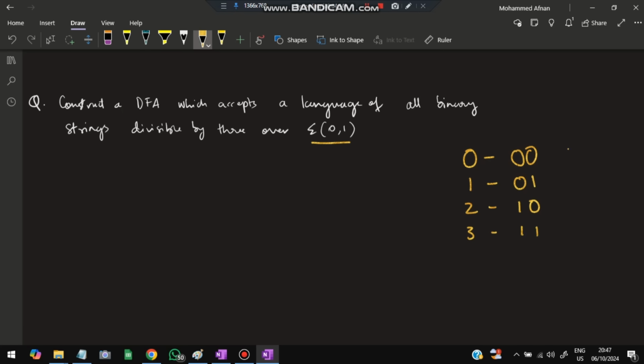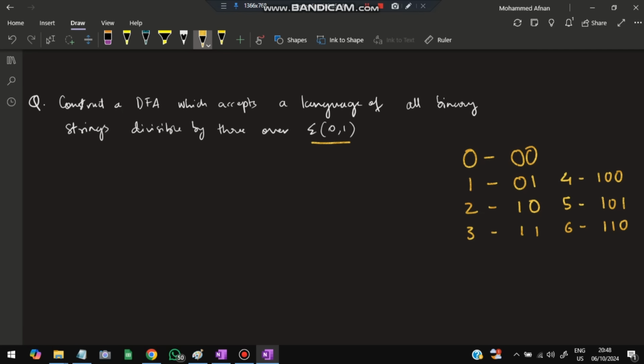Binary string of 4 will be 1, 0, 0. Binary string of 5, 1, 0, 1. Binary string of 6, 1, 1, 0, and so on. Now see, if I divide some number by 3, what is 0 by 3? It is 0 only. What is 1 by 3? It is 1. 2 by 3 is 2. 3 by 3, the remainder is 0. 4 by 3, the remainder is 1. 5 by 3, the remainder is 2. 6 by 3, the remainder is 0. So I can form a group 0, 3, 6 that all have remainder 0.